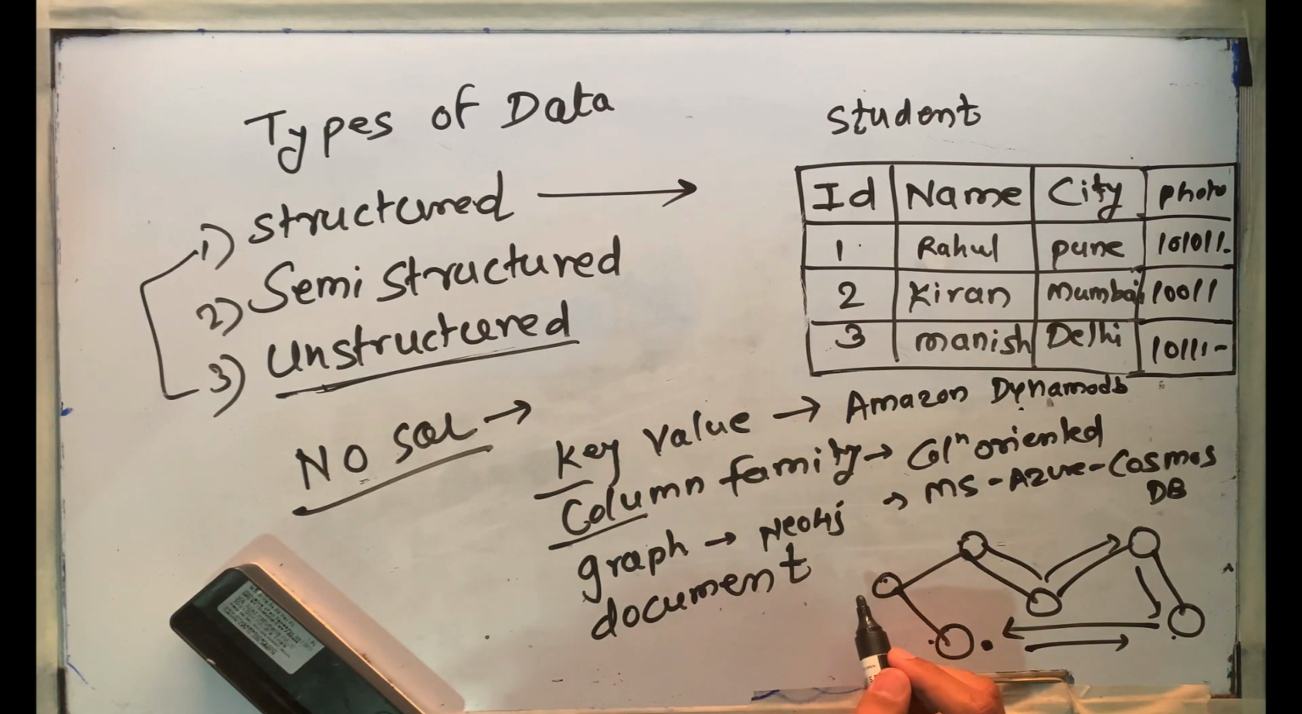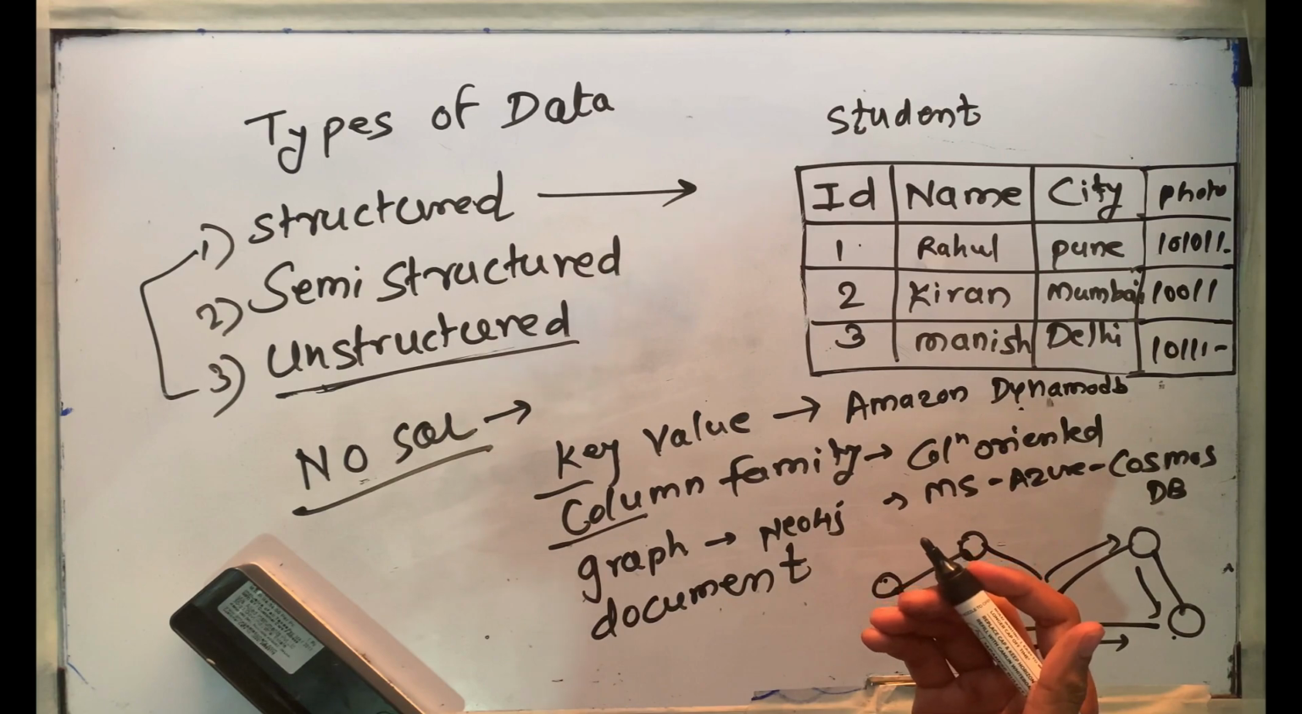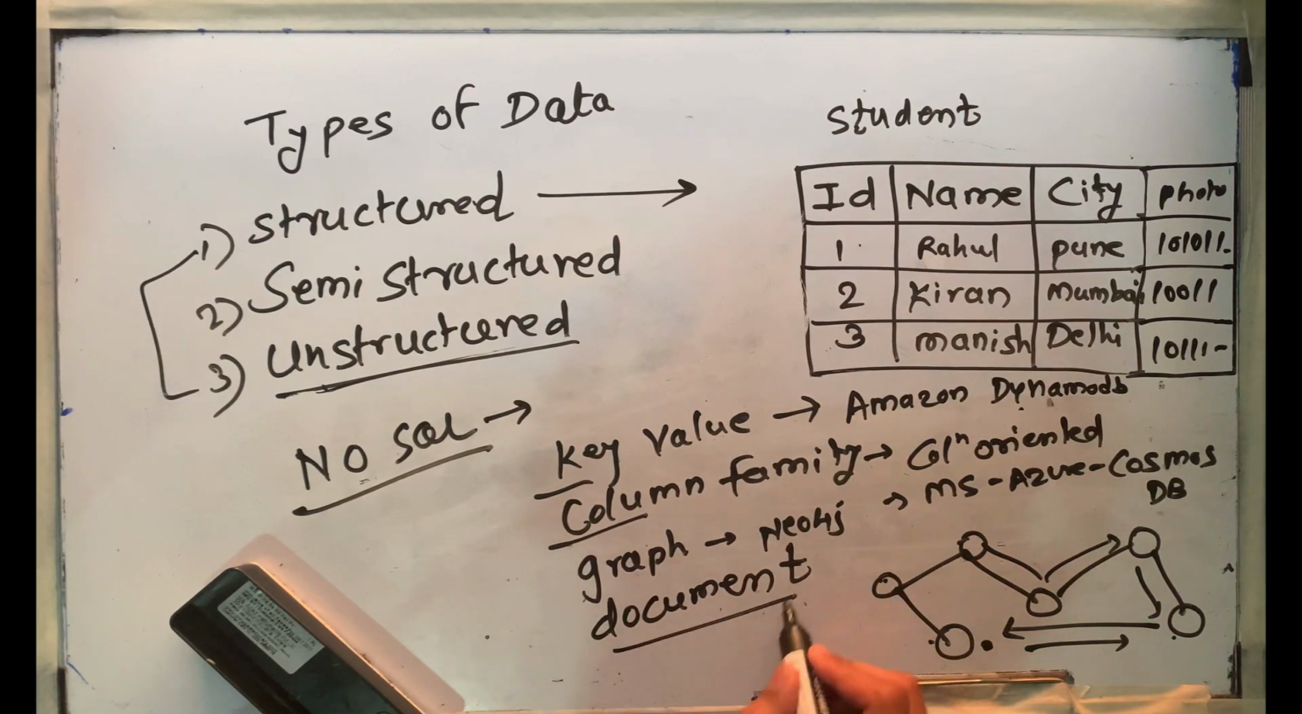And the fourth one is the document database. A document database means we can handle a large number of documents in this DB, store them, and retrieve information from those documents. So MongoDB is the example of a document database.